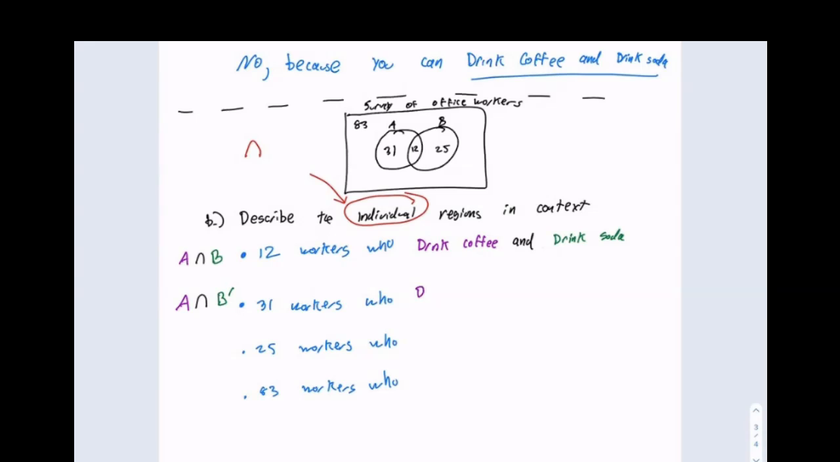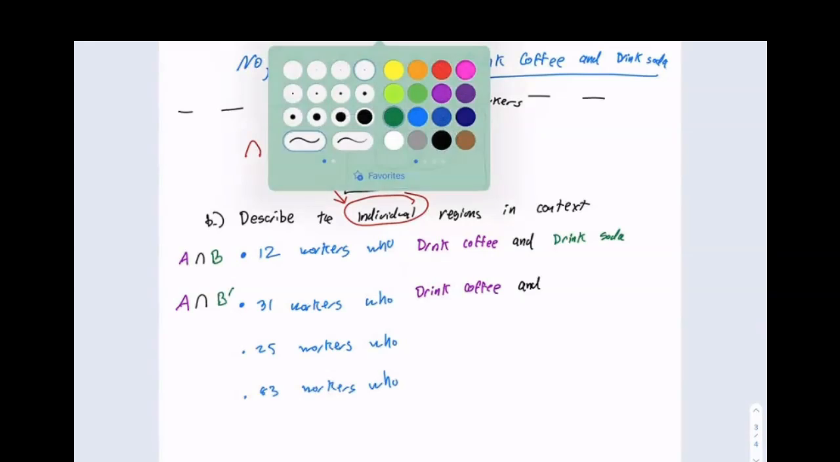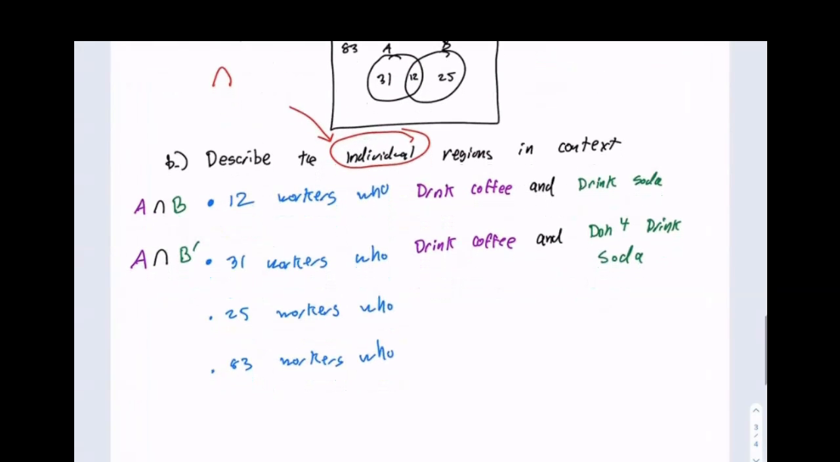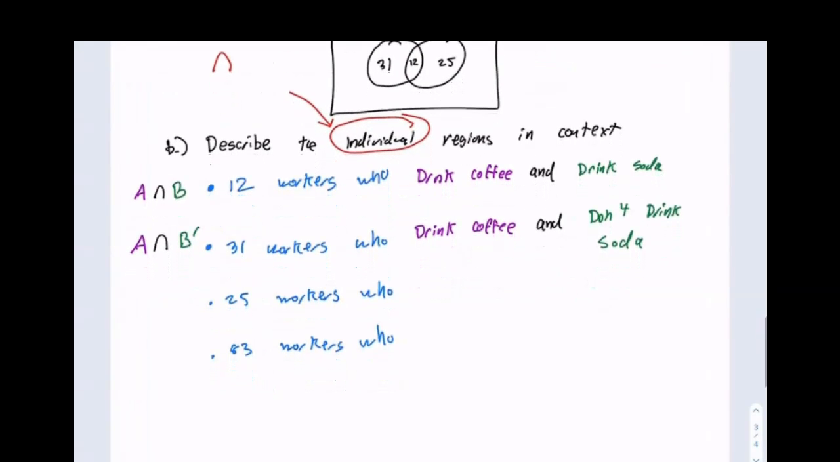who drink coffee, but they don't drink soda. If you said that, I would give you full credit. And don't drink soda. So now it's don't. I had that extra word don't. Not, right? There's a lot of words for the opposite, depending on the context of the problem.